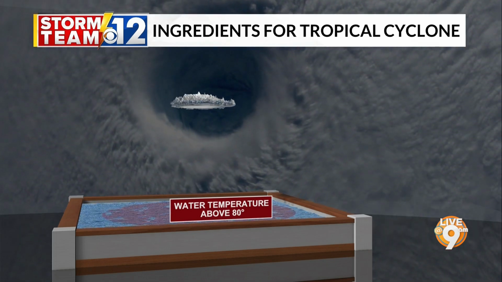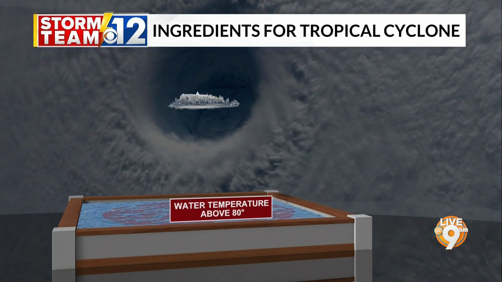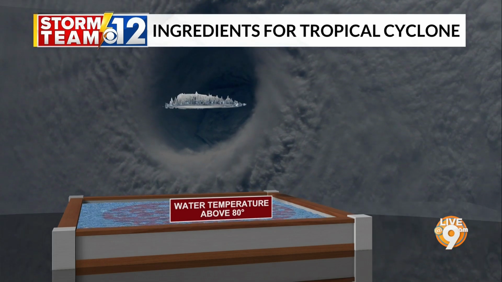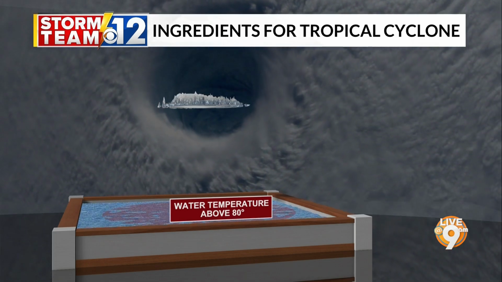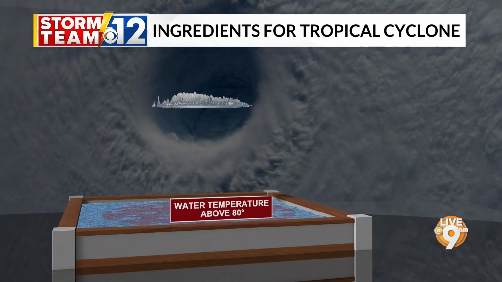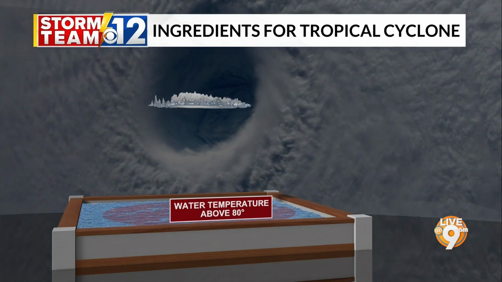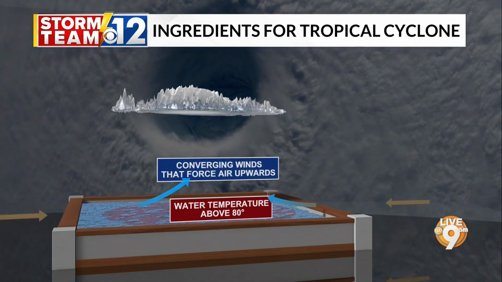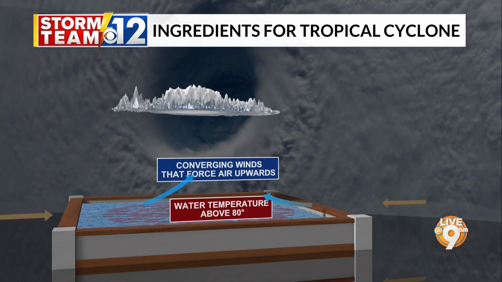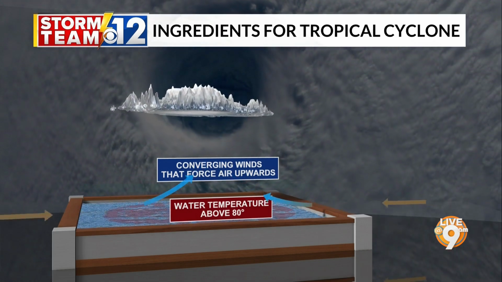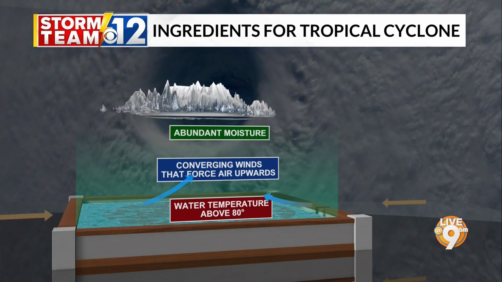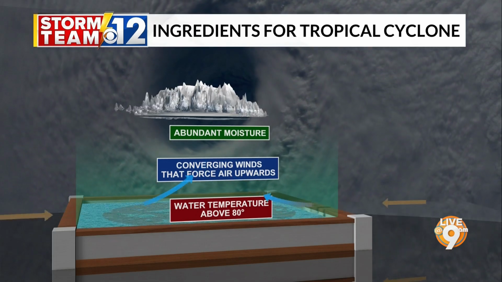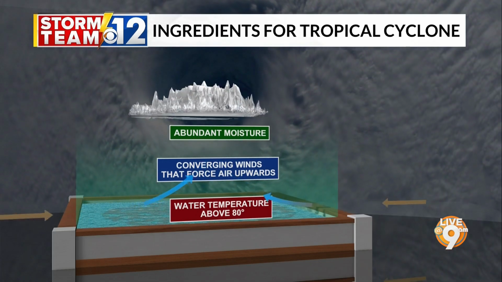First of all, warm waters need to be present. Water temperature above 80 degrees, and that is something we usually have this time of the year and heading into September, especially in the Atlantic. Those waters get very, very hot. We also need converging winds that force air upward. So we need that rising air. Right, and whenever you get that rising air and you've got that moist air, that's when you get these storms to develop. You get a tropical cyclone.